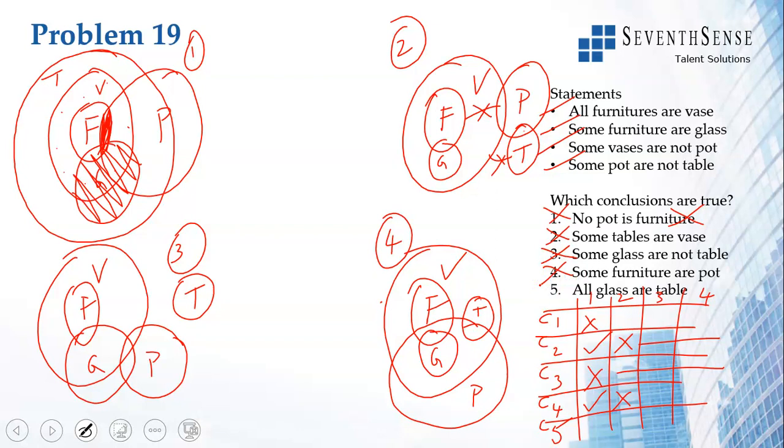Last one, all glasses are tables, which is true in the first diagram. In the second diagram, again, it is false. All glasses are tables is false. So I've gotten it false in the second diagram itself. So all my conclusions are false. I have not used diagram 3 and diagram 4.